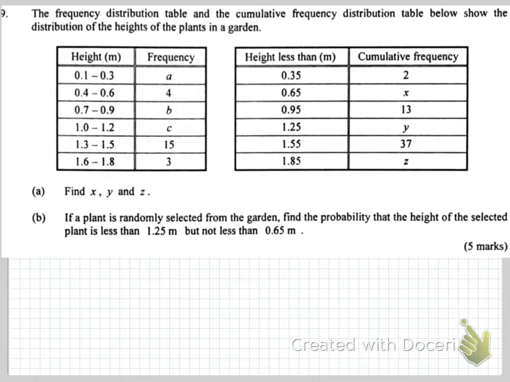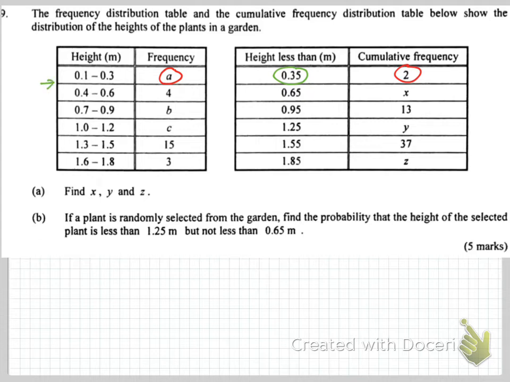Now next up we have a more difficult question. It's about cumulative frequency. The idea of cumulative frequency is that the numbers here are always in between. 0.35 is always in between the boundary between 0.3 and 0.5. So we know that all those with heights less than 0.35 will be just the number here. Less than 0.35 will be the number here. So A equals 2.